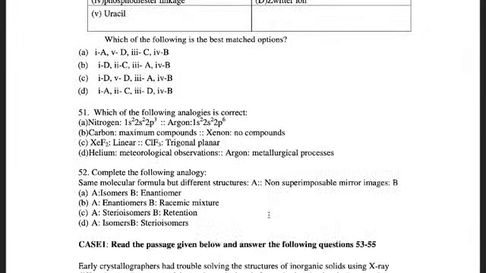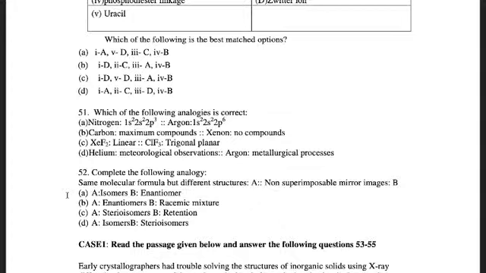Question number 52. Complete the following analogy. Same molecular formula but different structures: A. Non-superimposable mirror images: B. Option A. Isomers. B. Enantiomer. Option B. A. Enantiomer. B. Racemic mixture. Option C. A. Stereoisomers. B. Retention. Option D. A. Isomers. B. Stereoisomers.